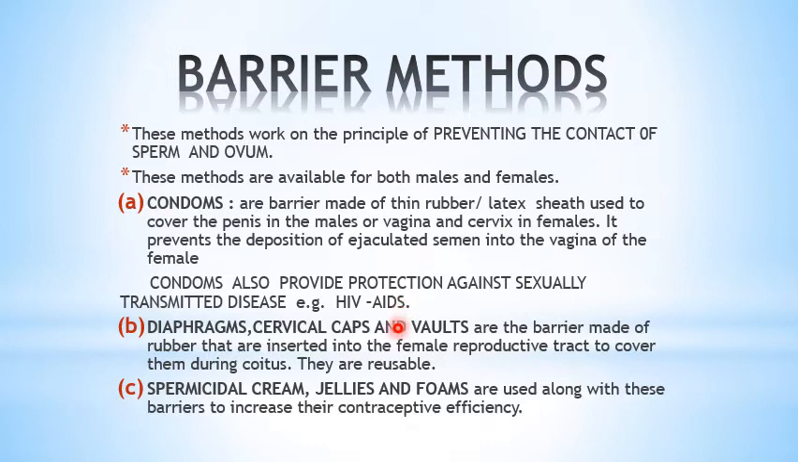The next is the diaphragm, cervical caps or vaults, that is a barrier made up of rubber that is inserted into the female reproductive tract to cover the cervix during coitus, and they are reusable. Spermicidal creams, jellies and foams are used along with these barriers to increase their contraceptive efficiency.